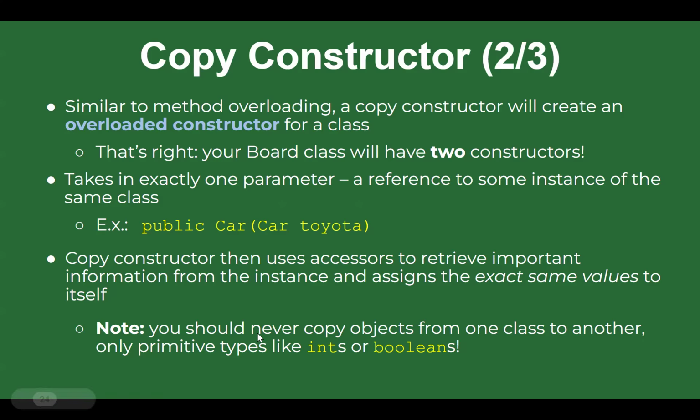So as a note, you should never copy objects from one class to another, only primitive types like ints or booleans. If you're copying objects from your original object to the copy object, then if you're updating that same object in the copy constructor, you would be updating the original object. I worded that horribly, but the point is if you're playing moves on a copy board, and you're sharing objects between the copy board and the real board, then you would actually be updating the real board as well. So you just want to make sure that you are creating new objects that don't reference the old objects when you do a copy constructor.